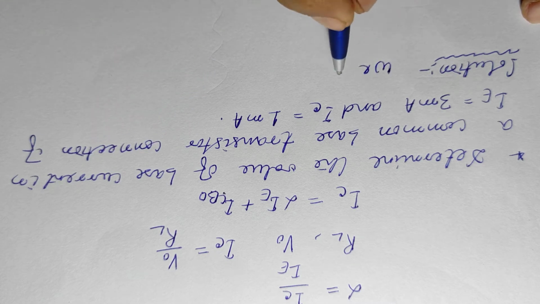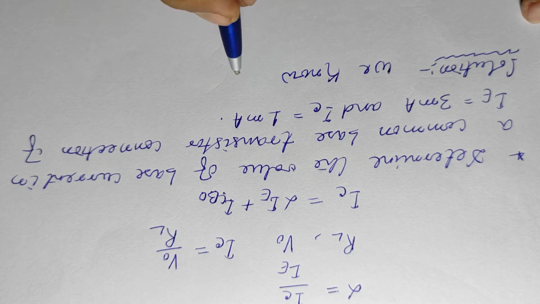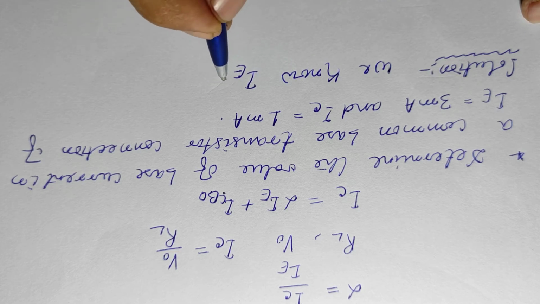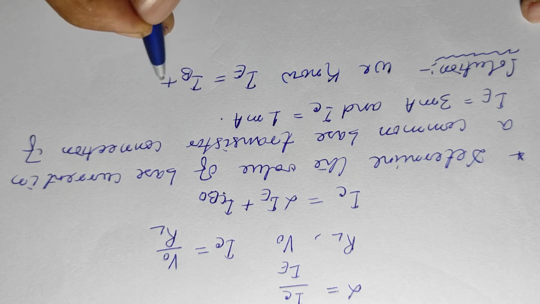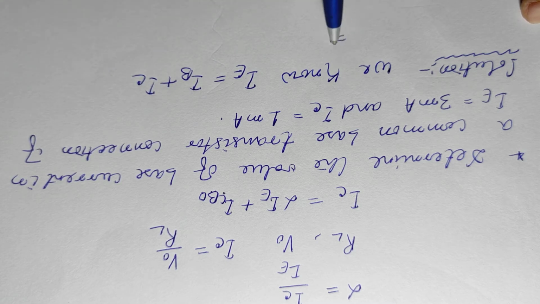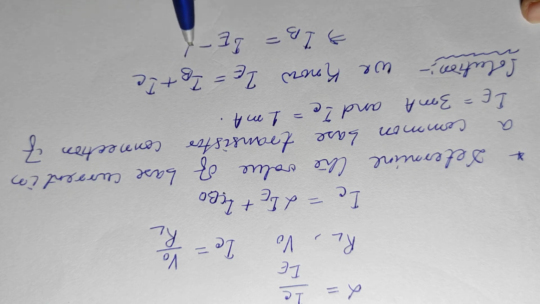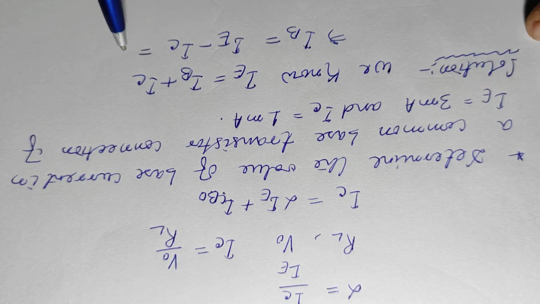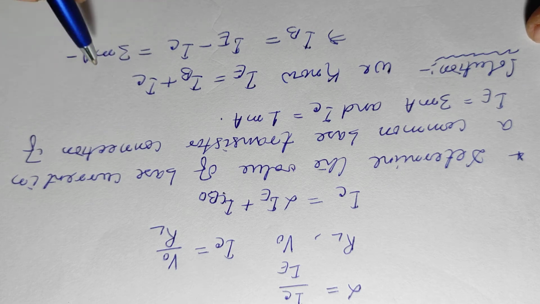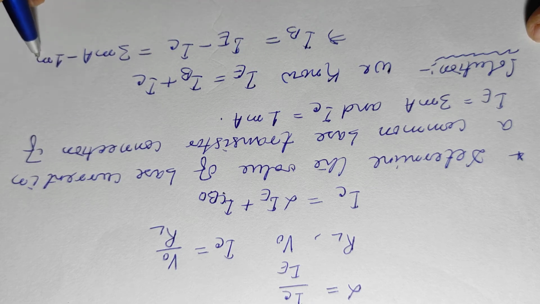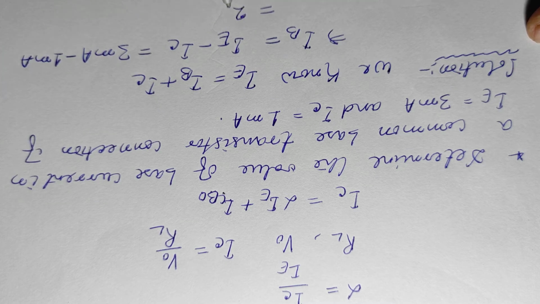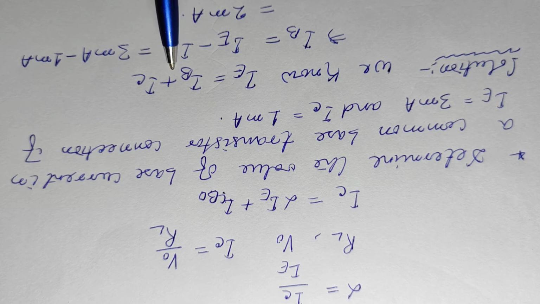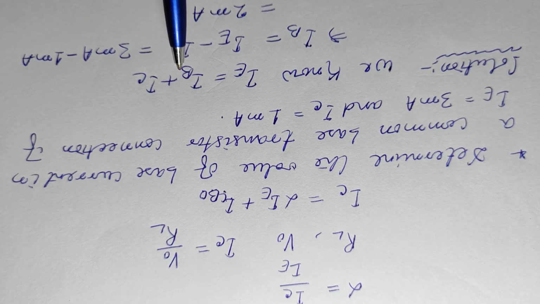And we know, IE, already I have told you, IE is equal to IB plus IC. That means IB is equal to IE minus IC. So IE is equal to 3 milliampere minus IC is equal to 1 milliampere. So it is equal to 2 milliampere. So first of all, you have to remember all these formulas. Then only you can do the problems very easily. Okay, so let us come to the second problem.